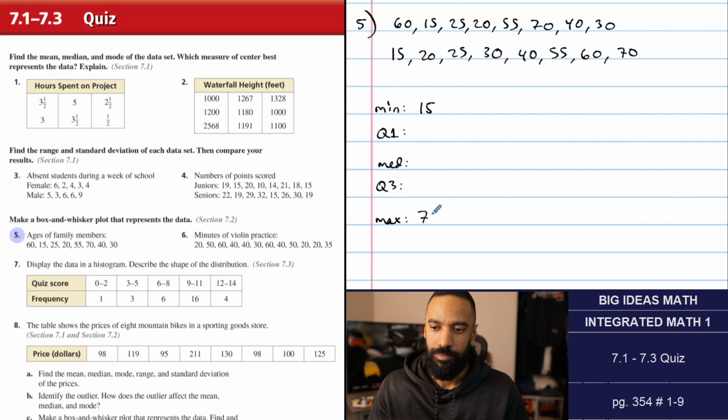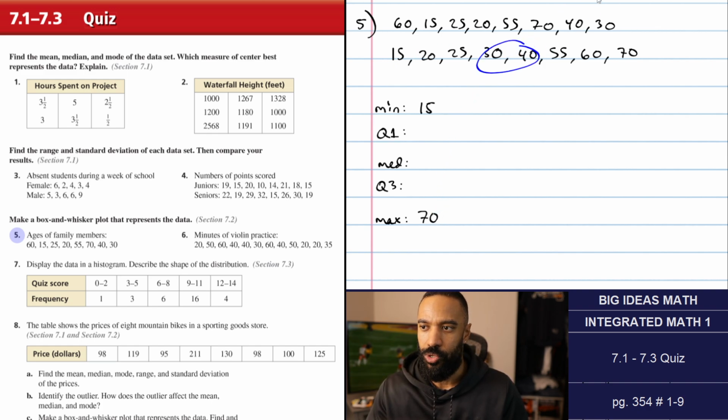Max is 70. Least and greatest. Median is the middle value, and when there are 2 middle values, you average them. 30 plus 40 divided by 2 is 35. So 35 is your median.